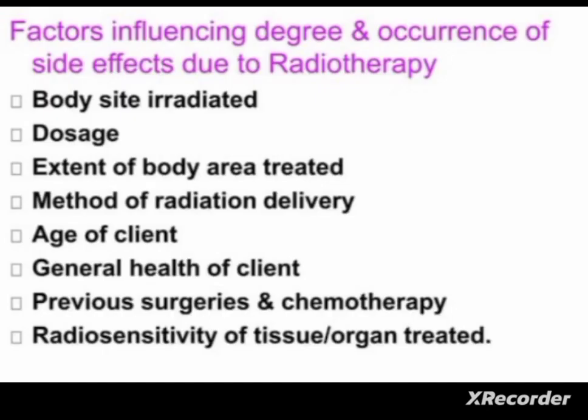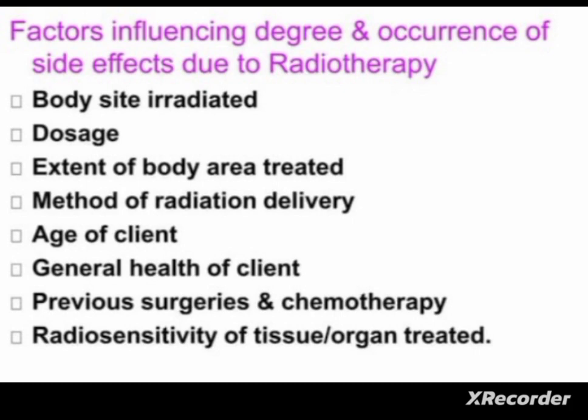Now we can see the factors influencing the degree and occurrence of side effects due to radiation therapy. First, which body area or site is irradiated, that is very important for the side effects. Based on the area of radiation, there will be side effects. Then the dosage: if the person is receiving a high dosage, there will definitely be more side effects. Then the extent of body area treated. If the tumor is very large or the body area is large, multiple injury is common in radiation therapy.